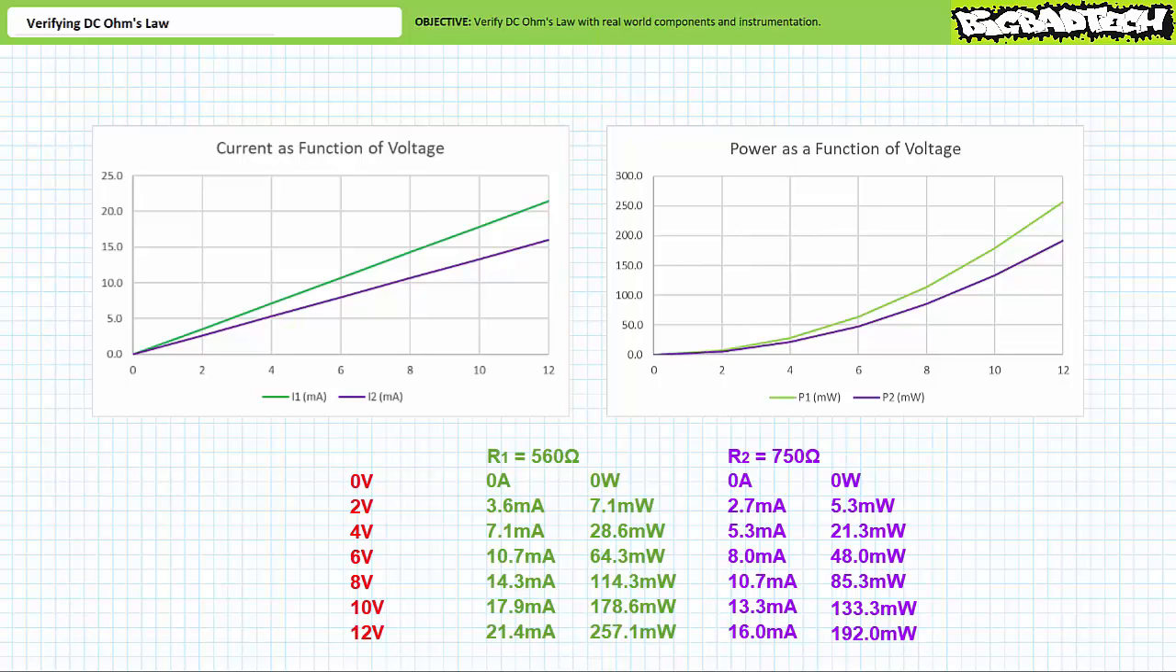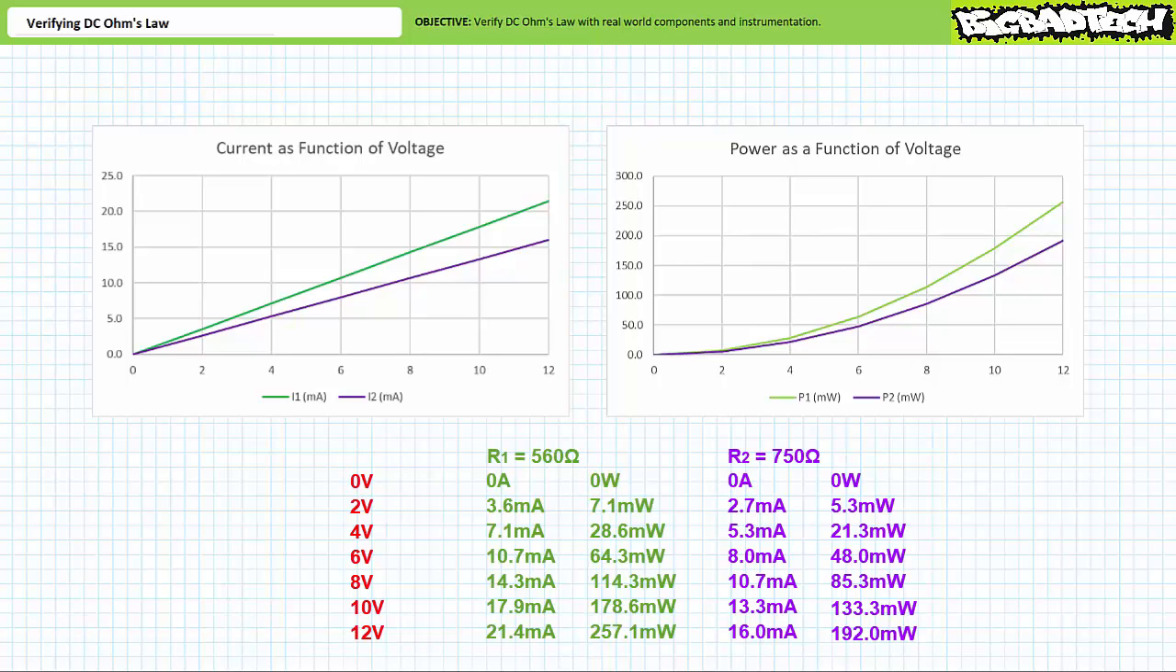For each operating condition, the smaller 560 ohm resistor experiences more current and dissipates more power, whereas the larger 750 ohm resistor experiences less current and dissipates less power. As a result, the slope of current and power as a function of voltage for the smaller 560 ohm resistor appears steeper, and the larger 750 ohm resistor less so. These plots are graphical evidence of our understanding of Ohm's law and power.